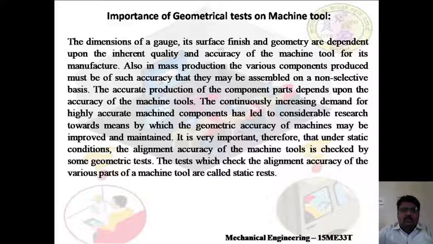Now we will see the purpose of machine tool testing. The dimension of any workpiece, its surface finish and geometry depend on the accuracy of the machine tool used for its manufacture. In mass production, the various components produced should be of high accuracy to be assembled on a non-selective basis. The increasing demand for accurately machined components has led to improvement in the geometric accuracy of machine tools. For this purpose, various checks on different components of machine tools are carried out.